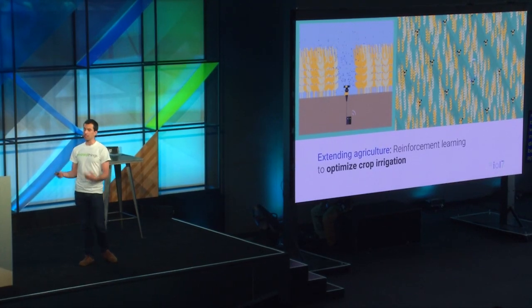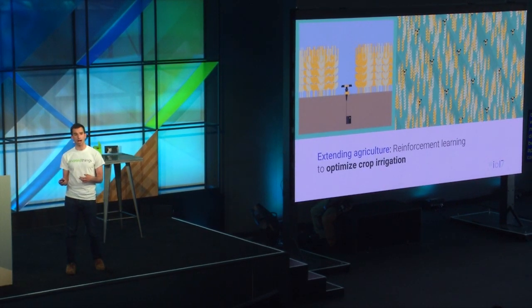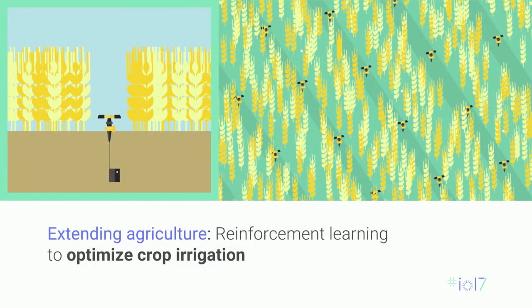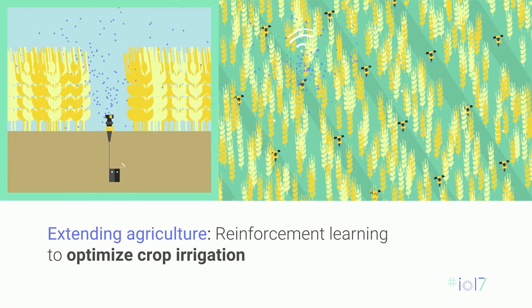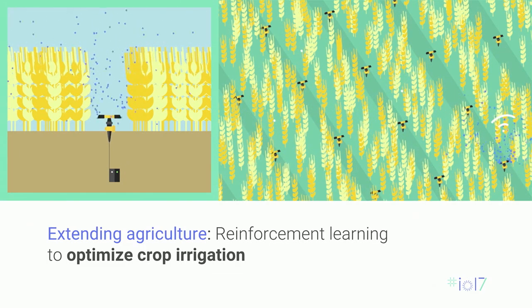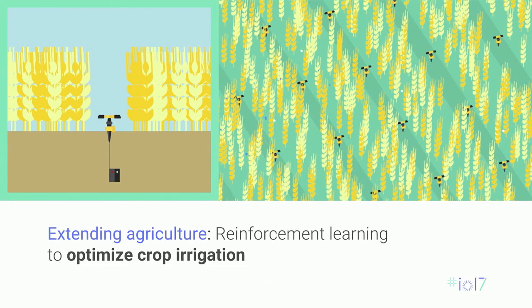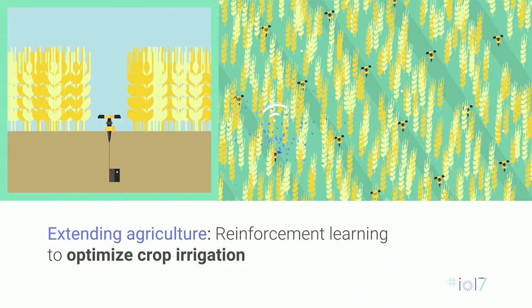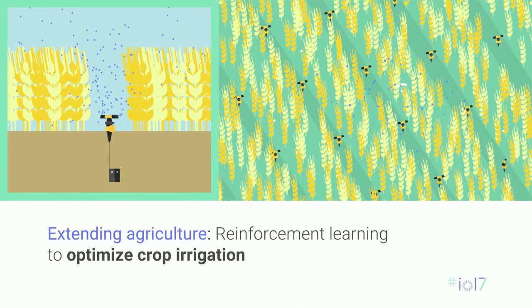There's one more use case I want to go over that uses machine learning in a slightly different way. So that's going to be reinforcement learning applied to an agricultural use case. So imagine we have a field that has a bunch of moisture sensors in the ground, as well as sprinklers. And these are all connected to a central hub running Android Things. Now, this Android Things hub could do some machine learning to optimize exactly when and how much water each sprinkler should output to optimize our crop growth.